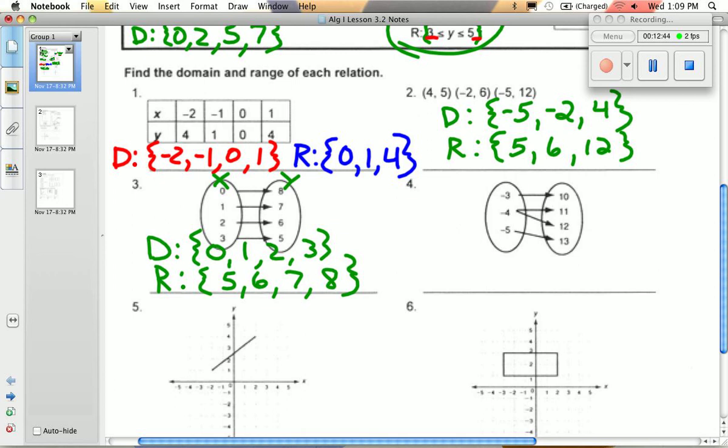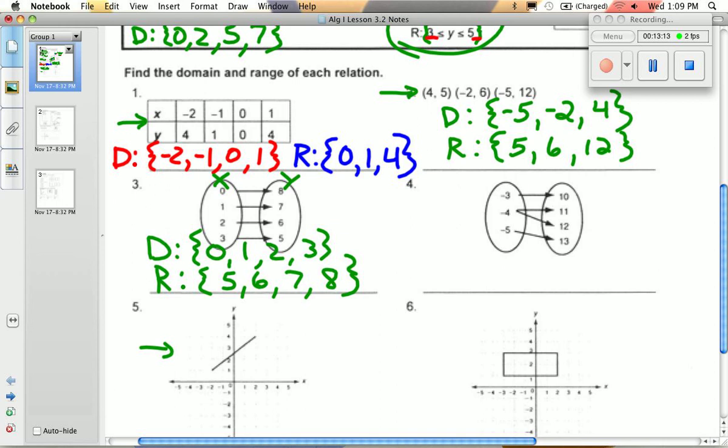So notice what happens. When we put them in the domain and range, we can no longer tell their ordered pair relationship. Does 0 go with 5? No. So we can't write the ordered pairs from the domain and range set notation. We need to get it from either table notation, ordered pair notation, or graph. We could take it from a graph.